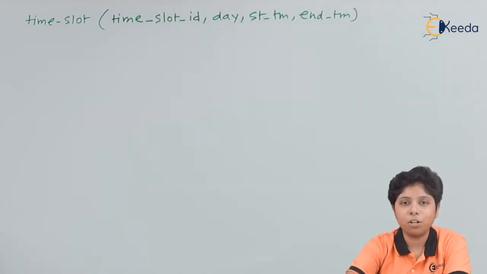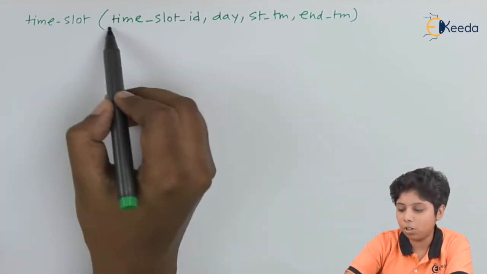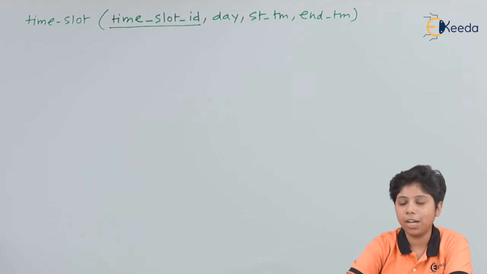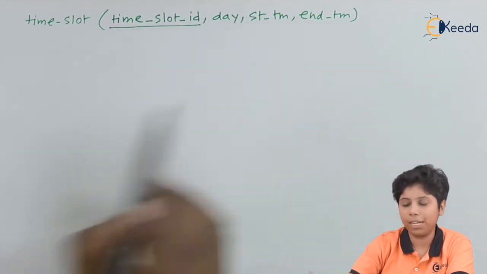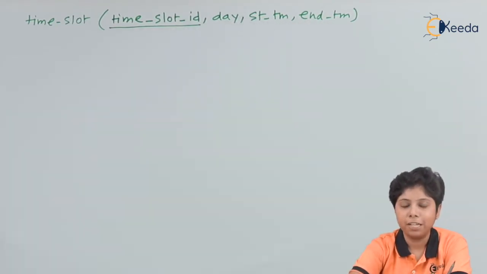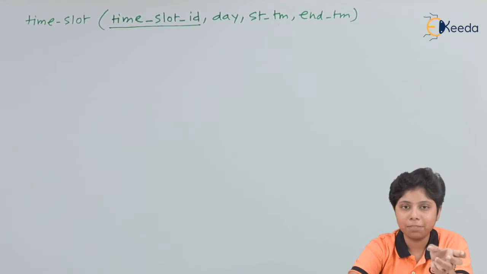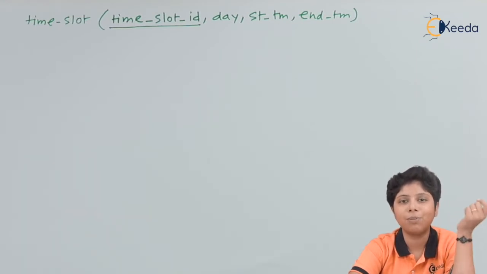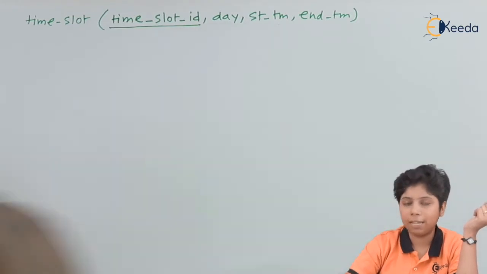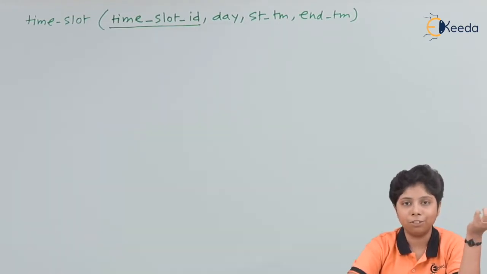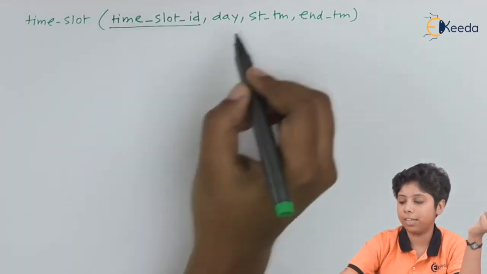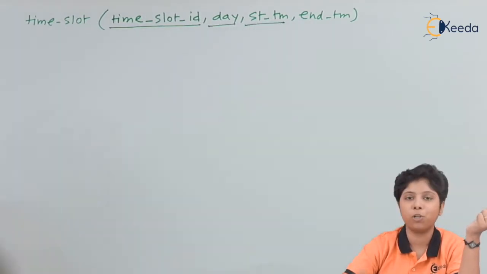Say for a time slot relation. The time slot relation is identified by the time slot ID. We know that, and we have the day, start time and end time as attributes to it. But it can happen that two classes meet on the same day at the same time, but their class will end at different times. So the day and time can also be multi-valued. So we have to include this as a part of that primary key.